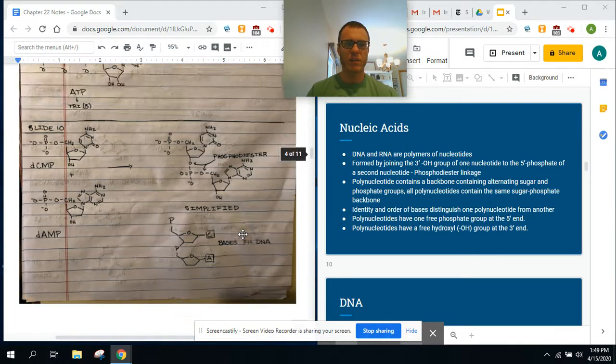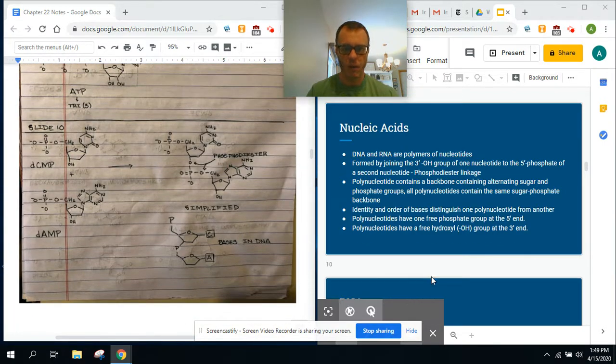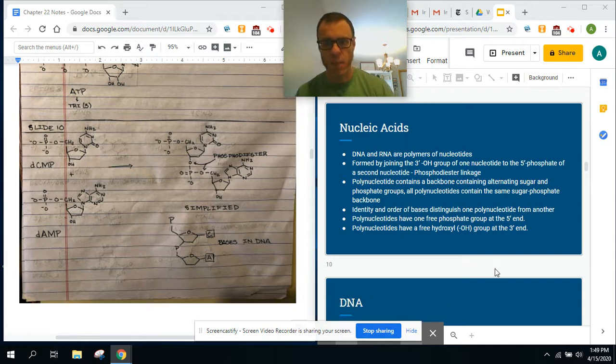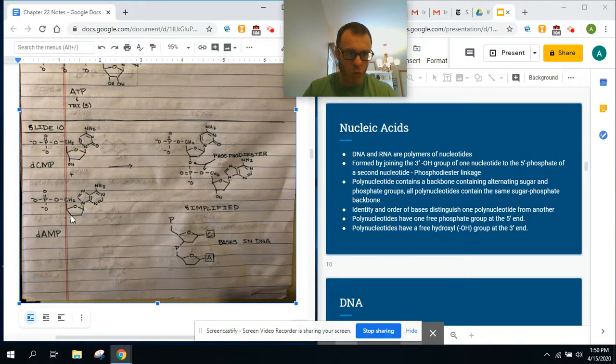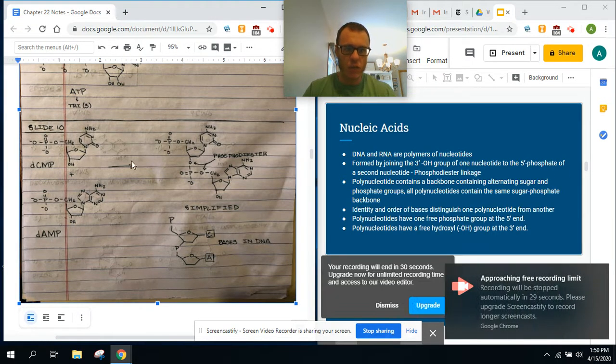Now slide 10, you got to make sure I don't pass it here. Okay, DNA and RNA are polymers of nucleotides. They're formed by joining the 3 prime OH group of one nucleotide. Okay, see here's my dCMP and my dAMP. So the 3 carbon. See that one? You have 1, 2, 3. This guy, see that OH group right here? We're going to attach that OH group to the 5 phosphate group. So this OH is going to attach to this phosphorus.